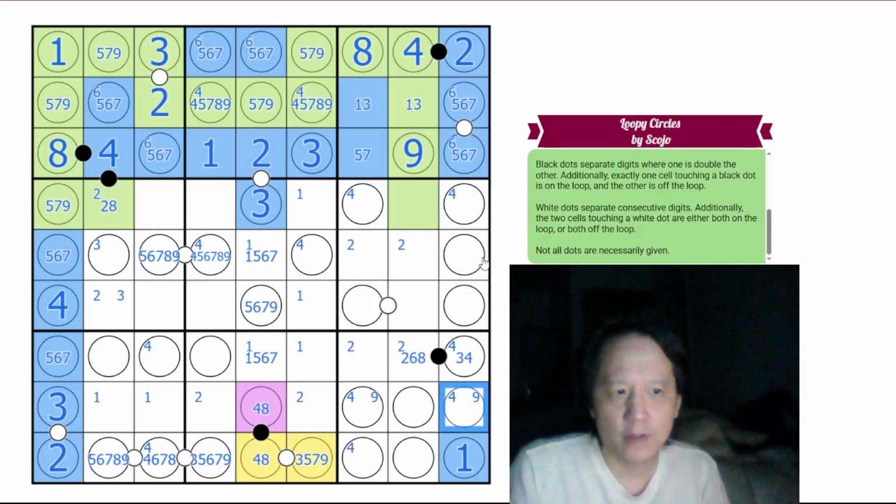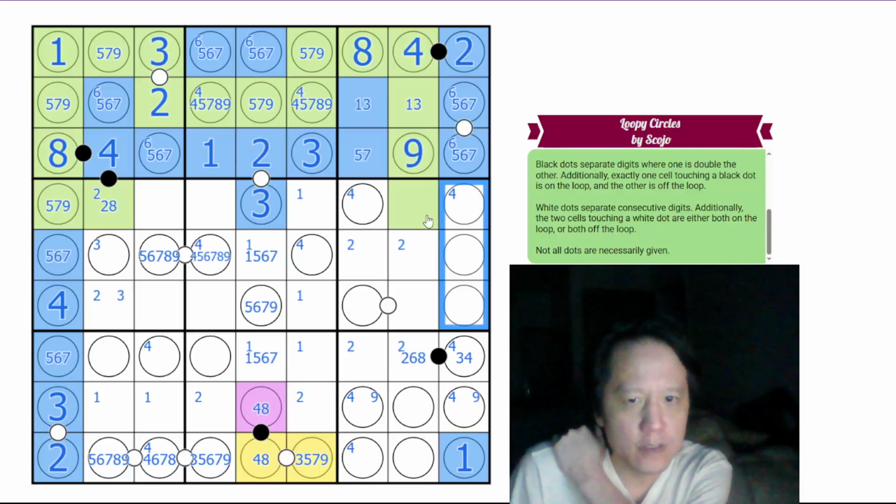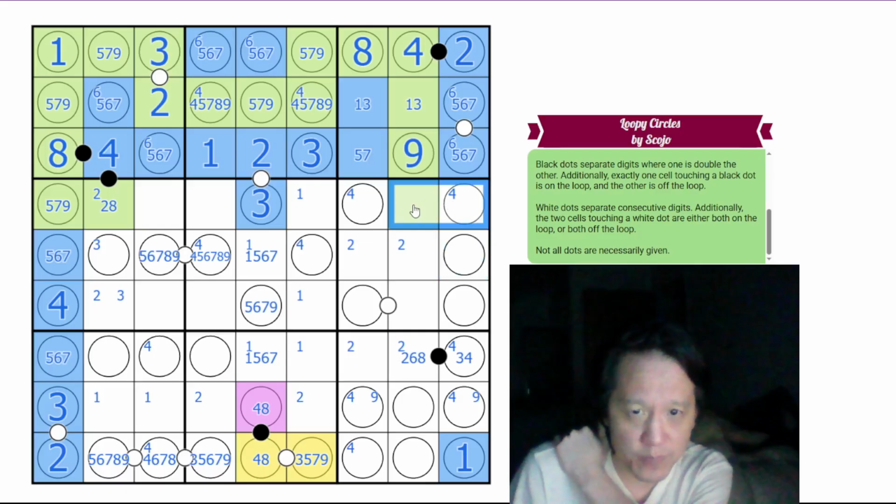So we have to enter 2 out of these cells at least. It cannot go just out again. So it can't be like that. So I think this is always on the loop. It could enter that way possibly, or it could enter this way. But it can't... At least 2 of these are on the loop.